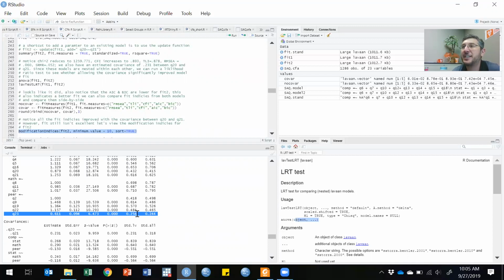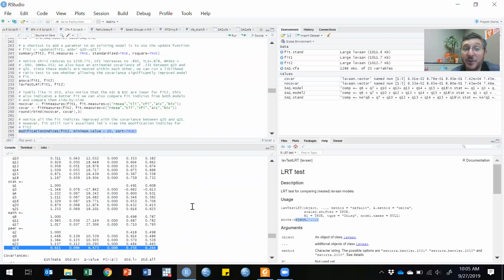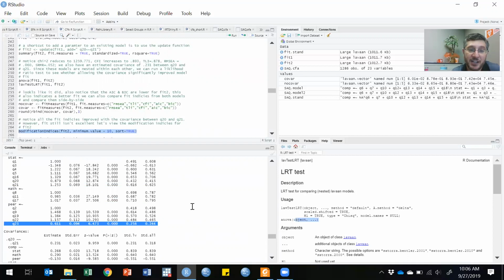0.256. You'll see lots of citations; I think the lowest I've seen is like 0.32. You typically want your items to load onto your factor at least 0.32. I think that's the recommendation Tabachnick and Fidell give in their multivariate book. I've even seen some that want 0.4 as the minimum. So, that's something that we would want to look at.